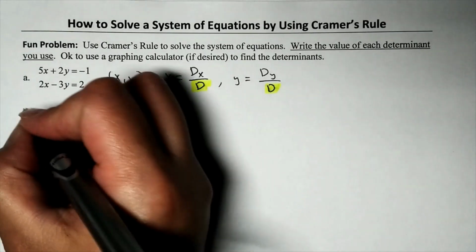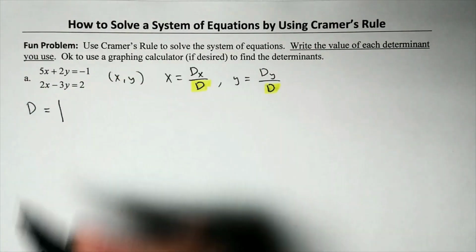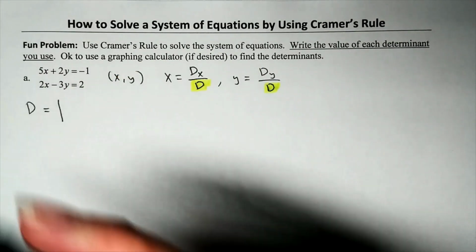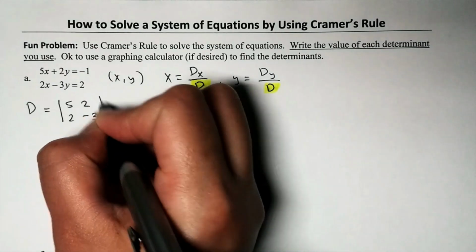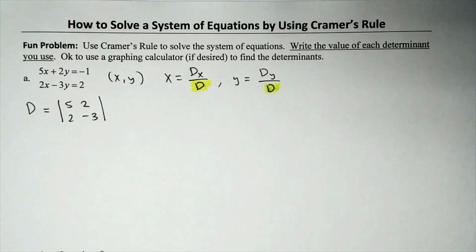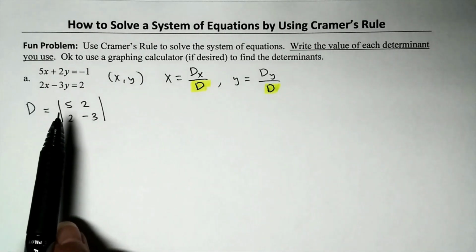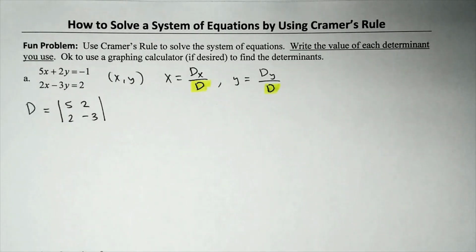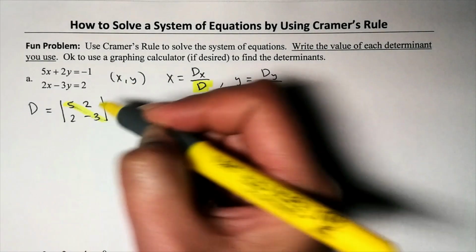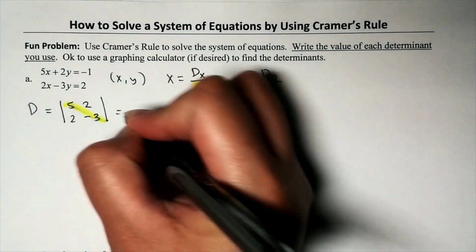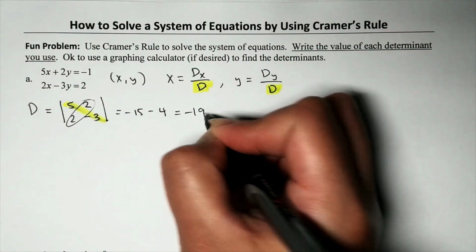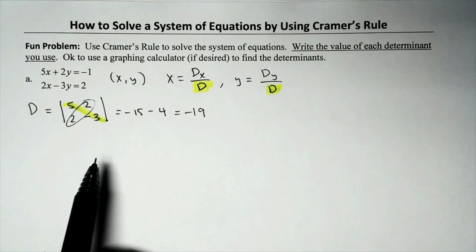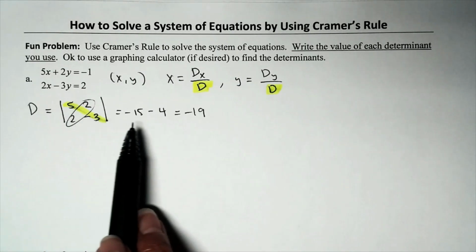So D is going to be given by the determinant of the coefficient matrix. Coefficients of the first row are 5, 2. Coefficients of the second row are 2, -3. Yes, you can use a calculator, but since it's a 2x2 matrix, it may be a little bit faster if we freehand it. Take the cross products and subtract. The first cross product gives us -15, and we subtract the other cross product, which gives us 4, and that gives us -19.